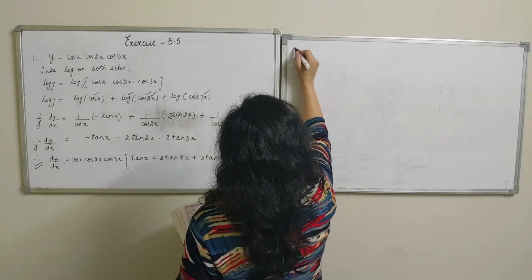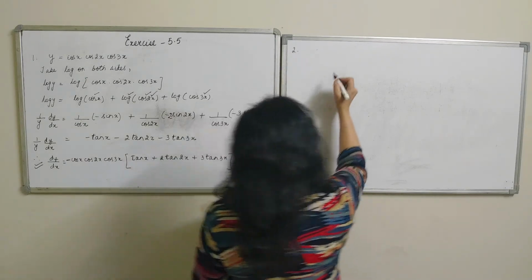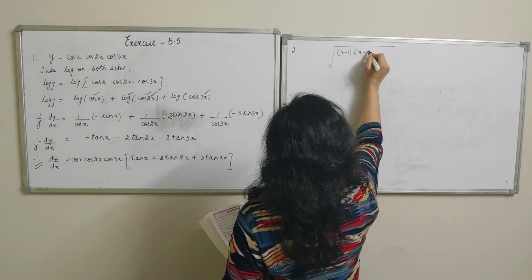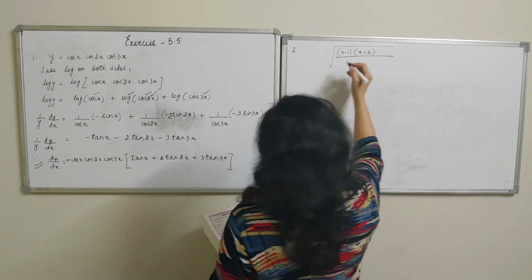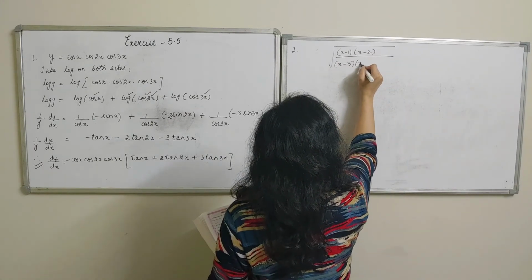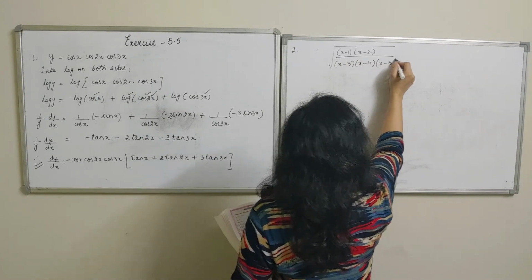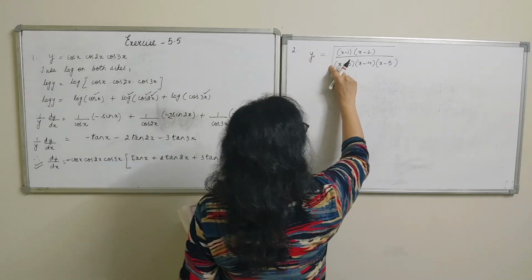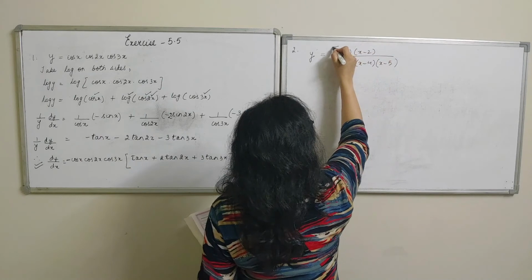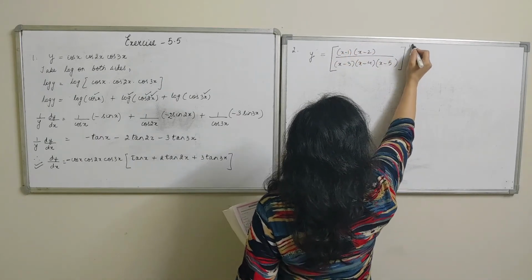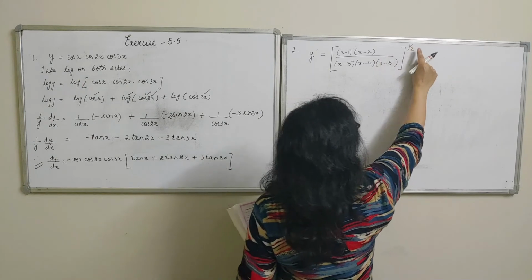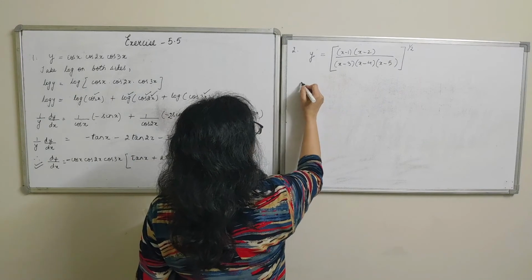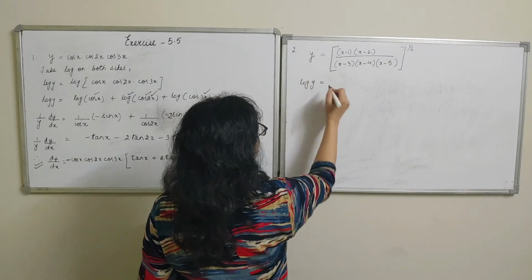A similar kind of question is the second question. The expression given is square root of (x minus 1)(x minus 2) upon (x minus 3)(x minus 4)(x minus 5). This is function y. So here if we remove this radical sign, we know that this is raised to the power half, a function raised to a constant. So we can use the log function here for easy differentiation.